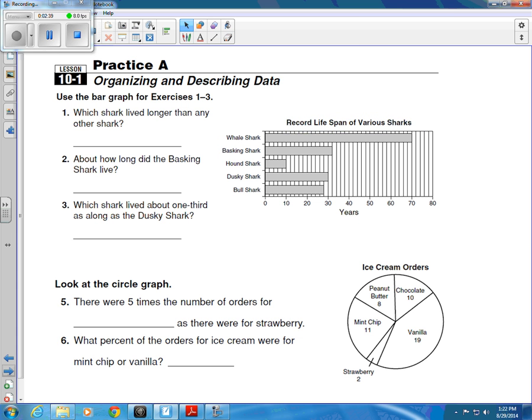We take a look at the first question. It says, use the bar graph: which shark lived longer than any other shark? Again, depending on what this graph might show on the axis as well as the title, we need to make sure we're reading this correctly. Because this says which shark lived longer, we're going to take a look at our axis indicating years. Going this way is longer in years, so we're just looking for the bar that's biggest that way. And in this case, it looks like our largest bar is right here, which corresponds to whale shark.